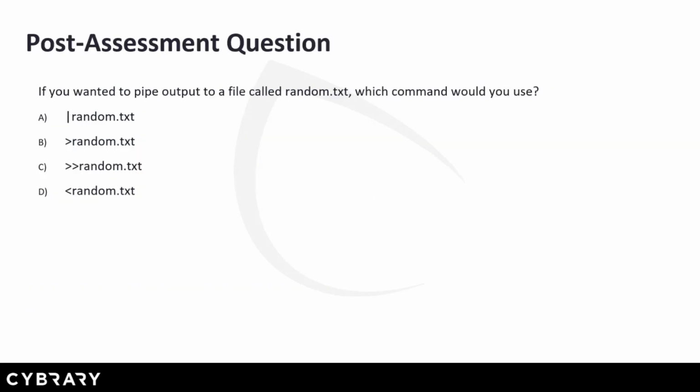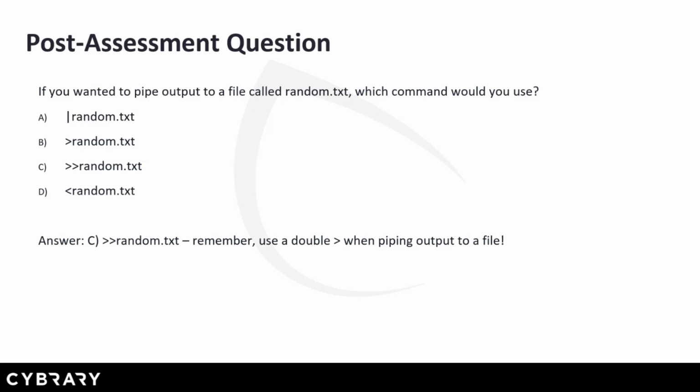Now, post-assessment question time. If you wanted to pipe output to a file called random.txt, which is a text file, which command would you use? Would you pipe random.txt? Would you greater than random.txt? Would you do two greater thans random.txt? Or would you do a less than random.txt? Now, you may pause for a moment if you want, and we'll get the answer in a second.